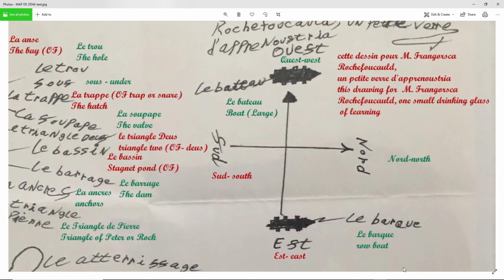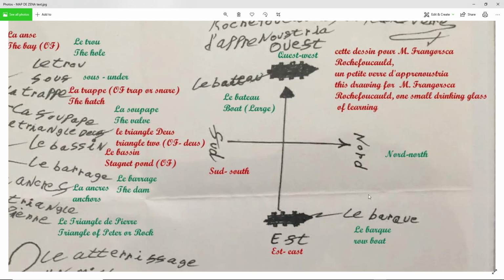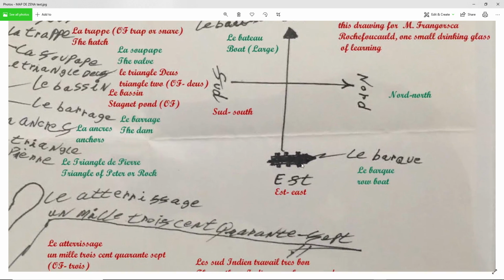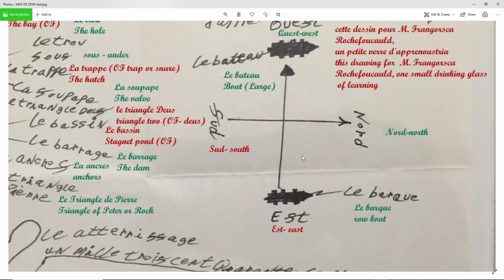If we go up here, in this map here, it's a combination of Old French and Modern French. It was probably used in the Old French time. But this right here is la bateau. I'm not going to try and speak French. Anyway, this means a large boat, and this barcou is a small boat. In other words, you park the large boat to the west and you row to the east.